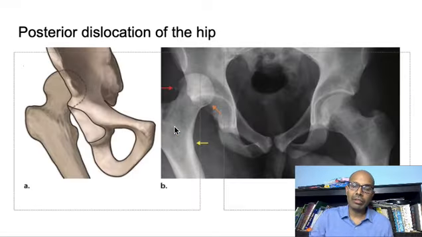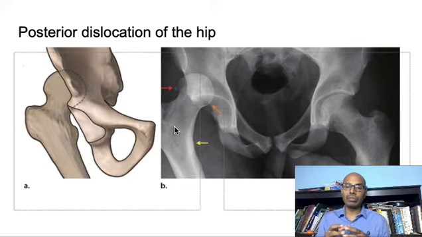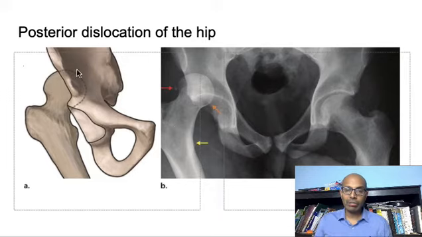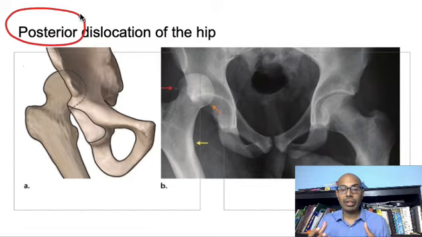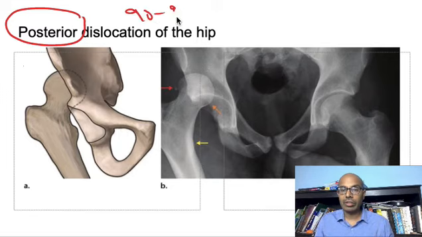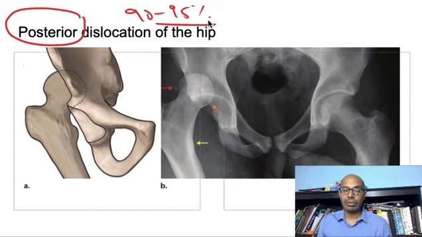So briefly, let's go over the types of dislocations of the hip. This is a very common question asked in your exams. Every other year you get a question on the dislocation of the hip. So therefore, you must know this really well. So let's begin with the most common dislocation of the hip. The most common dislocation of the hip is a posterior dislocation, while the most common dislocation in the shoulder is an anterior dislocation. So posterior dislocation forms about 90 to 95% of all hip dislocations.